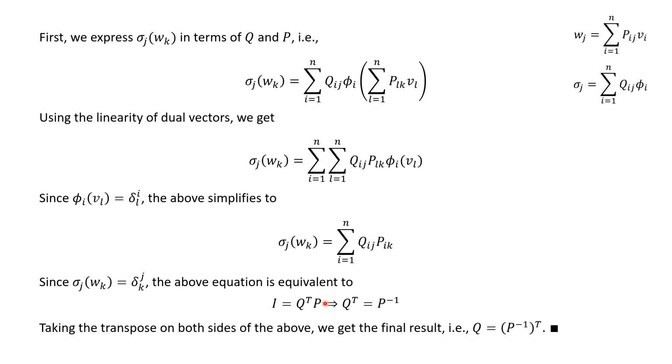And then from here, we're almost done. We multiply both sides by P inverse. We get this. And then we take the transpose on both sides. And we get Q equals the transpose of P inverse. Okay, so that's what we set out to prove. That's the last slide in this lesson and the last lesson in this series.